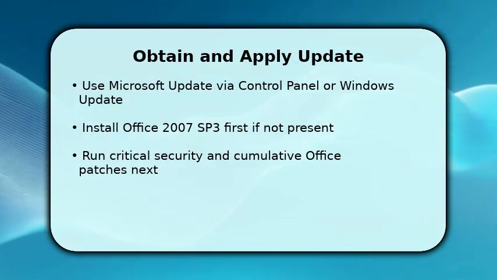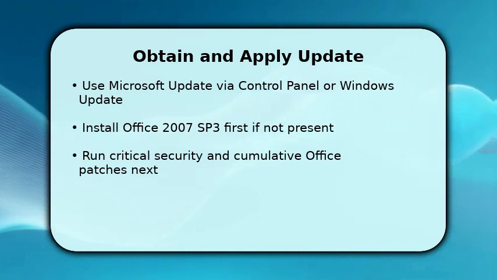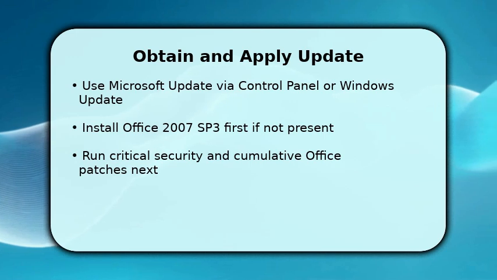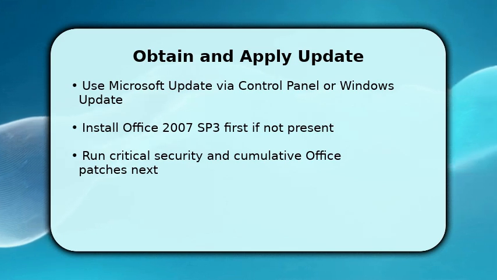Use Windows Update from Control Panel and select Microsoft Update so Office updates appear. This central route simplifies dependency handling. If Service Pack 3 for Office 2007 is missing, install it first because many cumulative patches require SP3. After SP3, apply critical security updates and the most recent Office 2007 cumulative update in sequence.